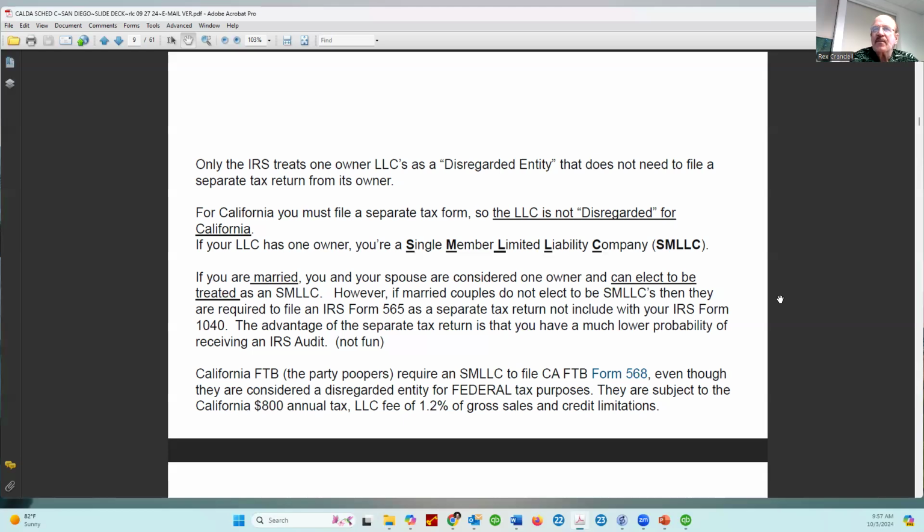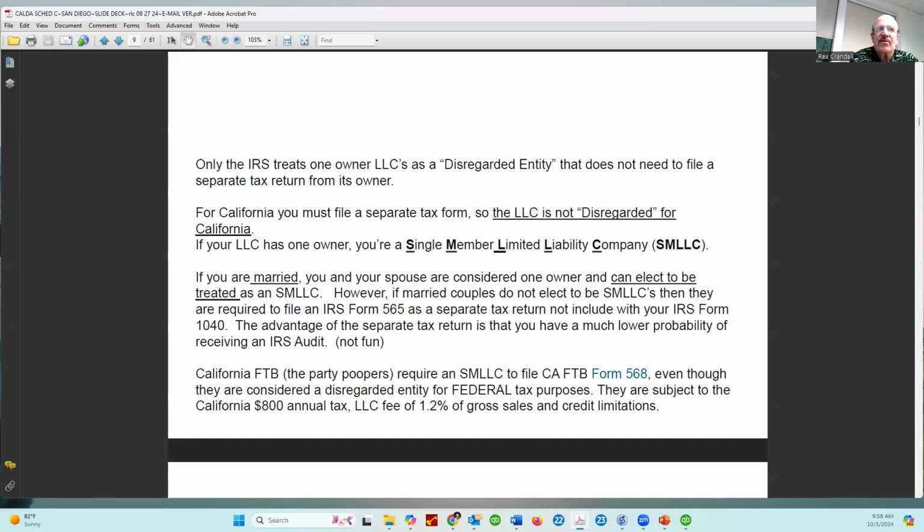The advantage of the separate tax return is that you will have a much lower probability of receiving an IRS audit. Not fun. The reason that separately filed LLCs and corporations have a lower percentage of audit is that the IRS is required to have a higher skilled employee that understands the business aspect of these entities before they will allow them to do audits.